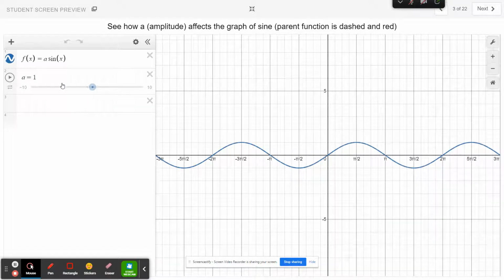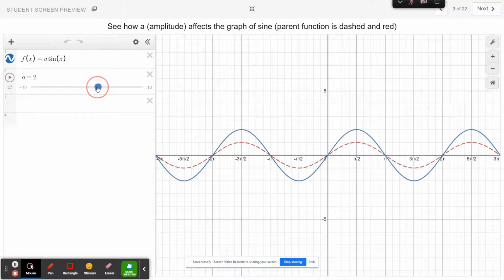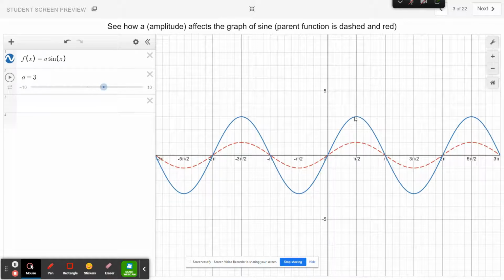The purpose of this slide is to talk about amplitude. Let's see how A, the amplitude, affects the graph of the parent sine function. If we make A bigger, you can see the red dashed line is still the parent function, so it's still there. Now A is 2. Look at that max point. It's at 2. Let's make A 3. Now that max is at 3, and notice the min is at negative 3.